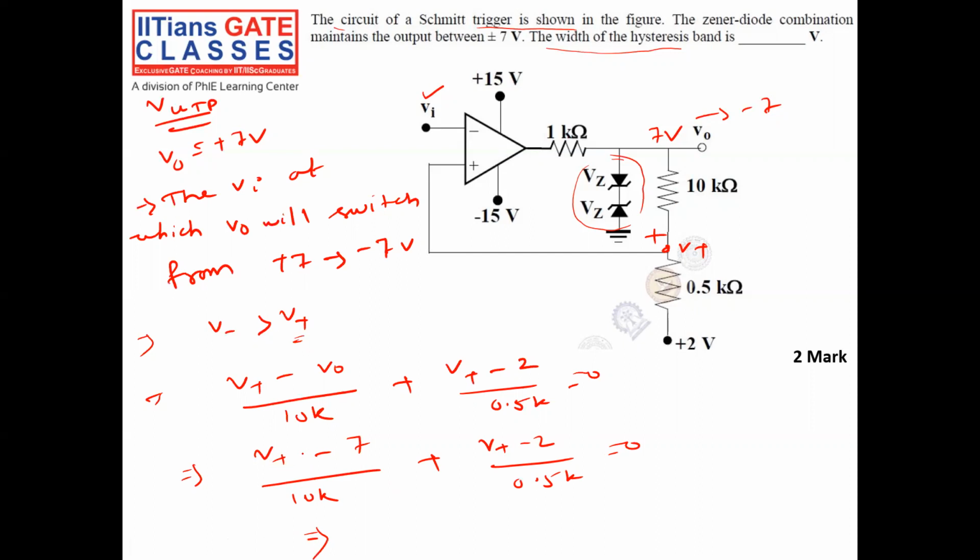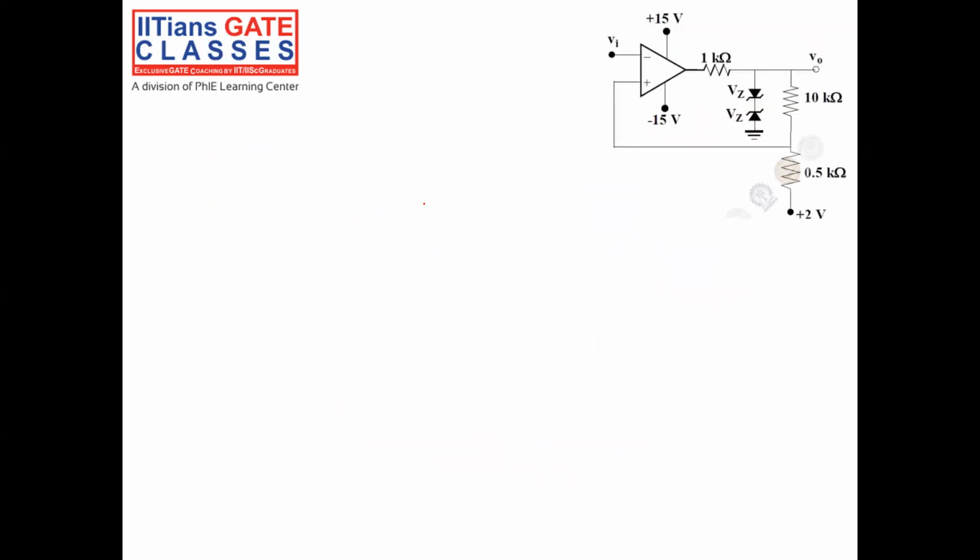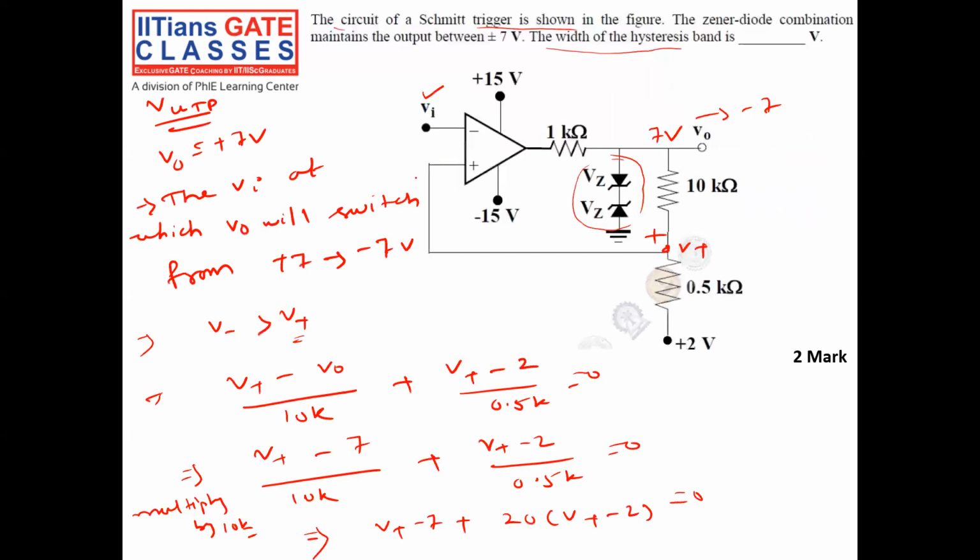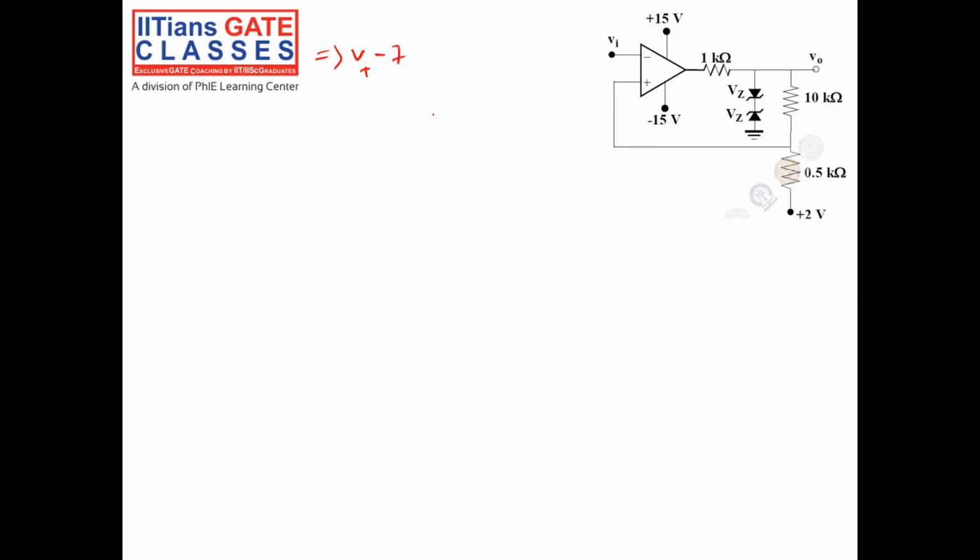Now, what do you have to do? Let us multiply both sides by 10k. So this is V positive minus 7, plus the k's get cancelled, 10 by 0.5 is 20, into V positive minus 2, equal to 0. This implies V positive minus 7 plus 20 V positive minus 40 equal to 0.